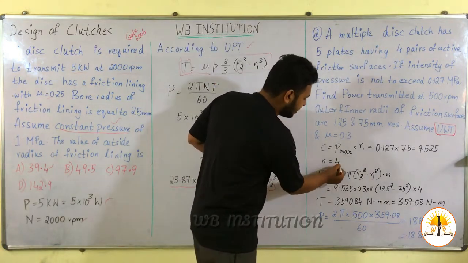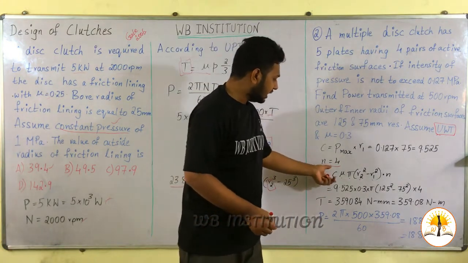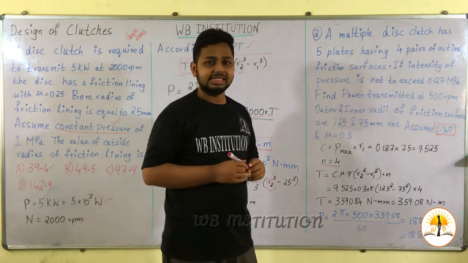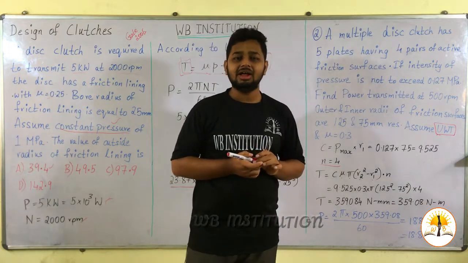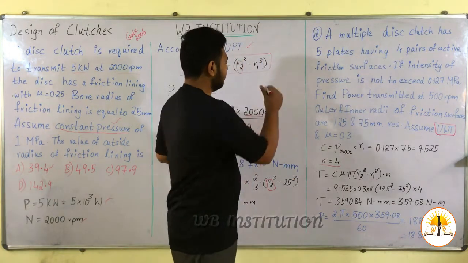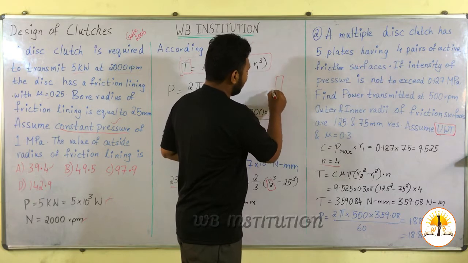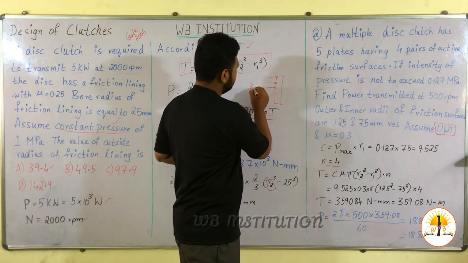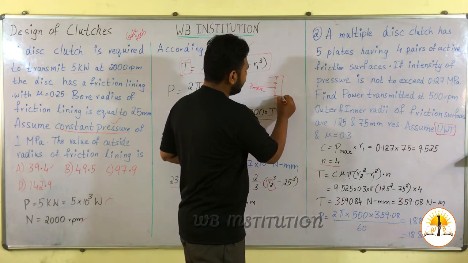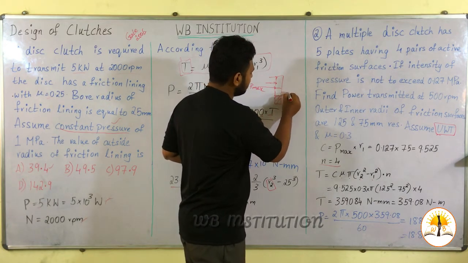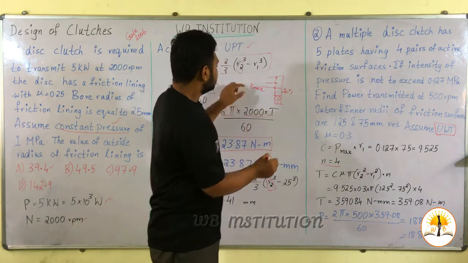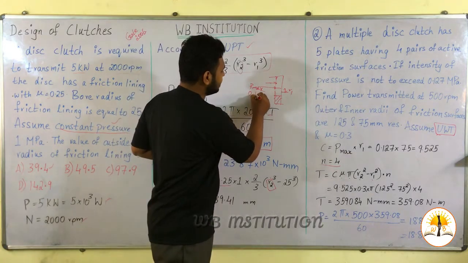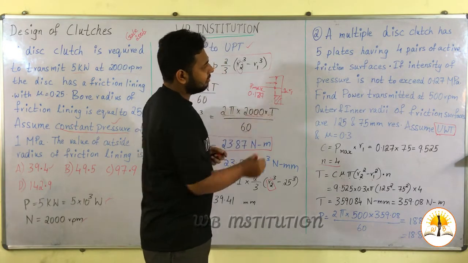So here n will be equal to 4. We know the other values: mu, R2 and R1. We have to calculate the constant C. For this condition, they have given the maximum pressure. We have seen before that at the inner radius R1 we will see the maximum pressure. So in this condition, P max is given as 0.127 megapascal.